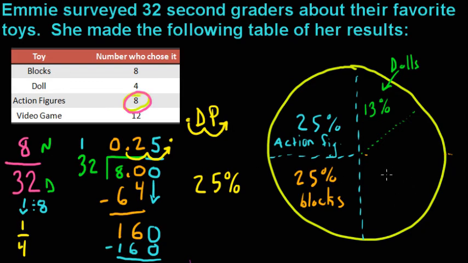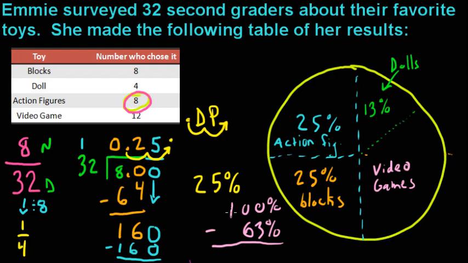So come over here and I just write video games, because that's what's left, the only one we haven't graphed yet. And if we have 50% plus this 13%, we have a total graph so far of 63% out of a total of 100%. So if we just subtract 63 from 100%, that gives us 37% left over. So we come over here and write 37%, and this is kind of what a circle graph that would represent the surveyed toys for second graders should look like.